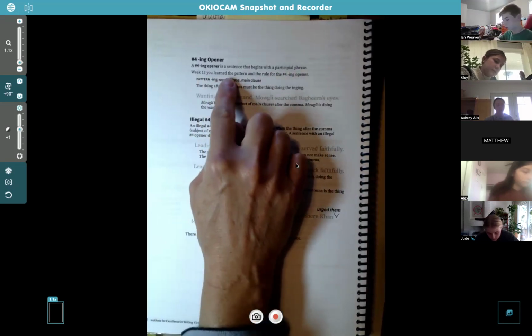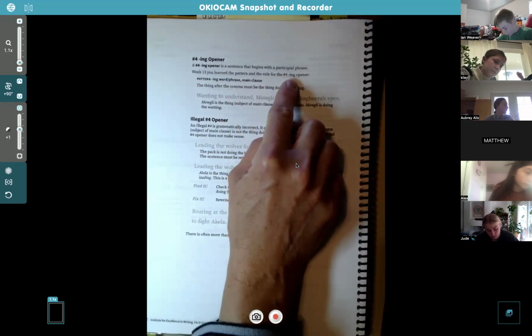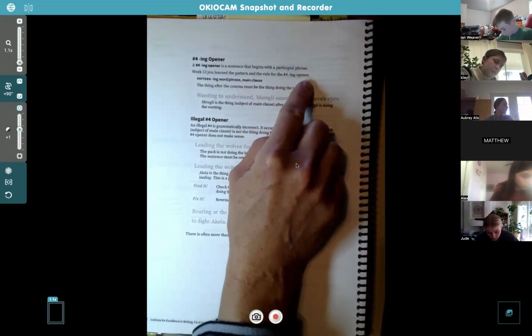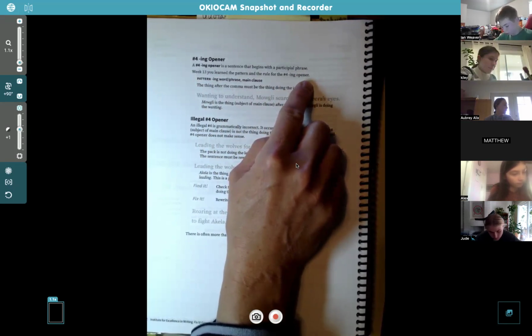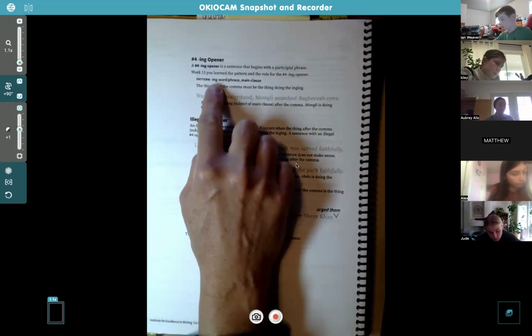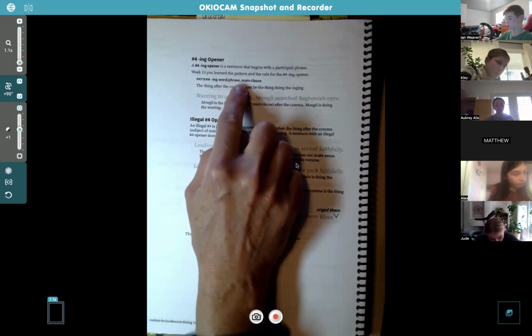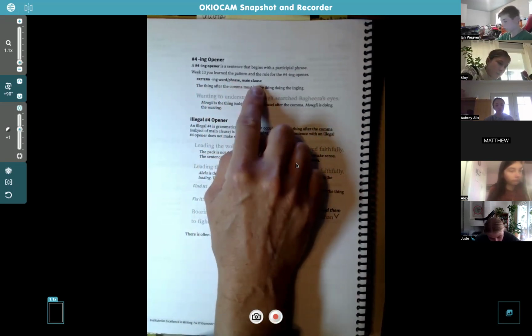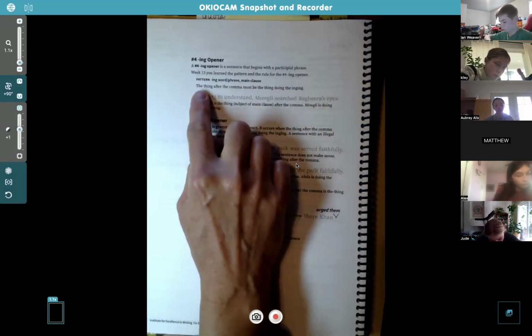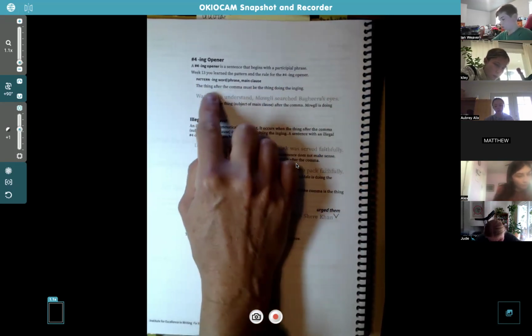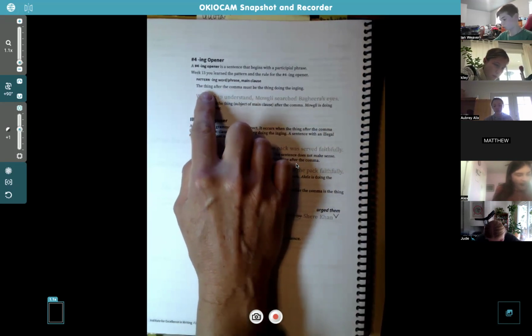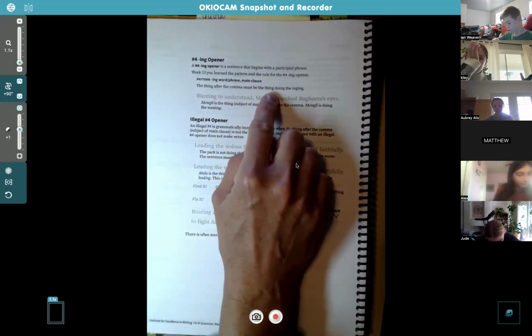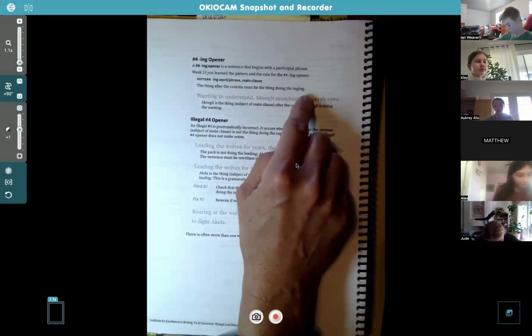In week 13, you learned the pattern and the rule for number 4, the ing opener. I guess we already knew it, but we're going to learn an illegal version of it. The pattern is ing word or phrase, comma, main clause. So every time after an ing opener, you have a comma. And you have to remember this rule. I remember going over this with you. The thing after the comma must be the thing doing the inging.